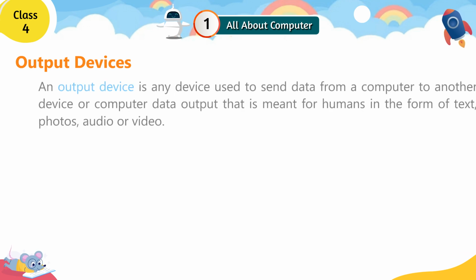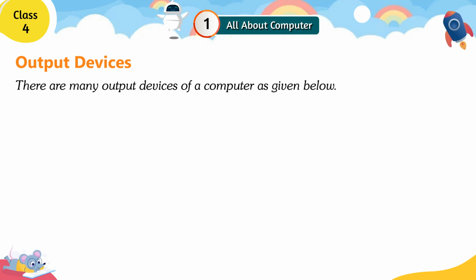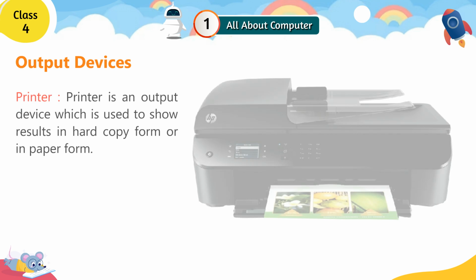Output devices. An output device is any device used to send data from a computer to another device or computer, data output that is meant for humans in the form of text, photos, audio or video. There are many output devices of a computer as given below.